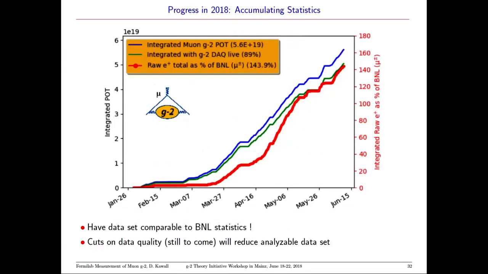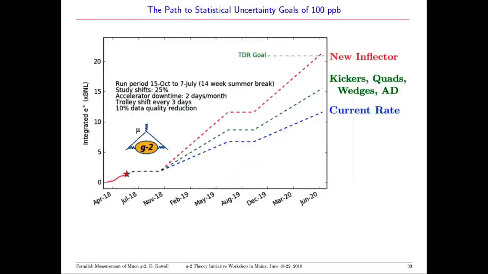In the beginning, the DAQ, the data acquisition system, was sometimes playing up. So the protons on target should always produce some muons, but we caught only a part. And now things have been fixed, and now we are catching basically everything we could. So that's where we are. That's where we want to be.